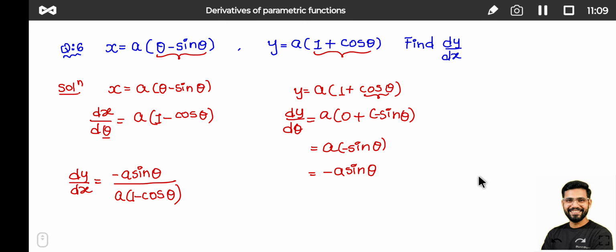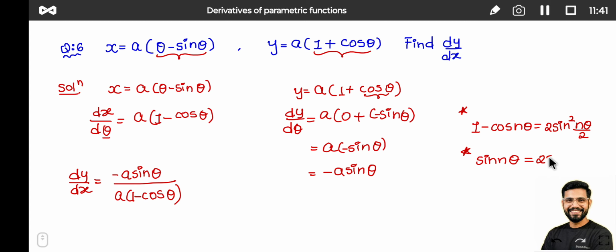Now if we apply the formula to solve further, in the last class I gave the formula of 1 minus cos n theta. Most important formula: 1 minus cos n theta means 2 sin square n theta by 2. And the other formula is in terms of sine of n theta. These are the general formulas. Sine of n theta can be written as 2 sin n theta by 2 into cos n theta by 2. So you'll apply these formulas here.